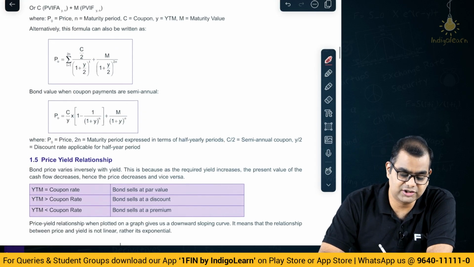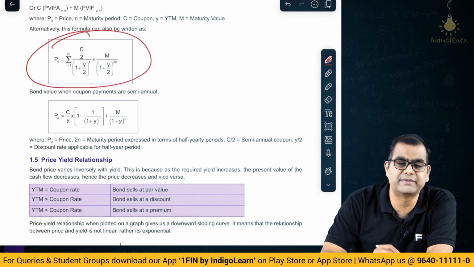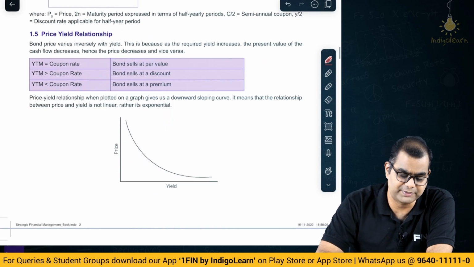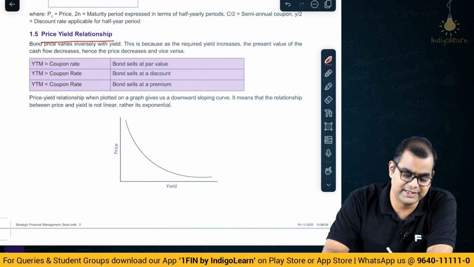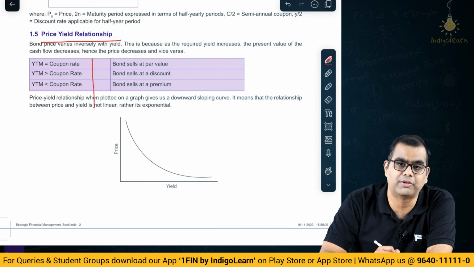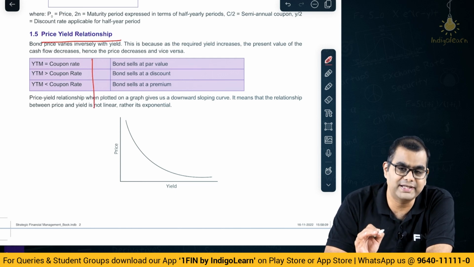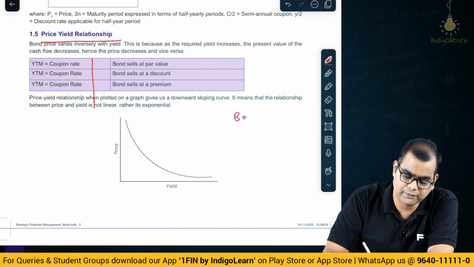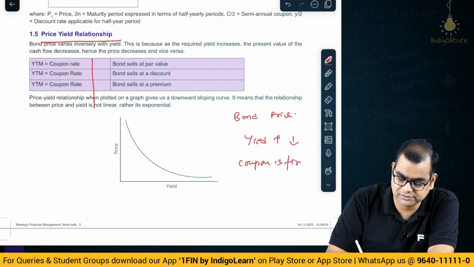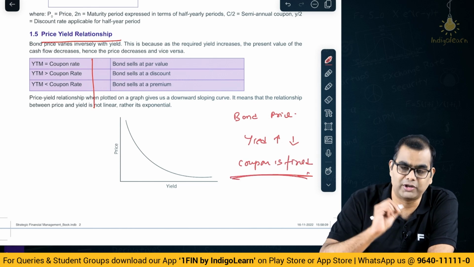So, friends, after having understood how bonds are priced when coupons are semi-annual, or not necessarily annual but quarterly or something like that, let us move to the next aspect, which is very critical for us to understand: the price-yield relationship. What is this price-yield relationship? The price-yield relationship basically talks about what happens to the price of a bond when yield goes up or goes down, given that the coupon is fixed.